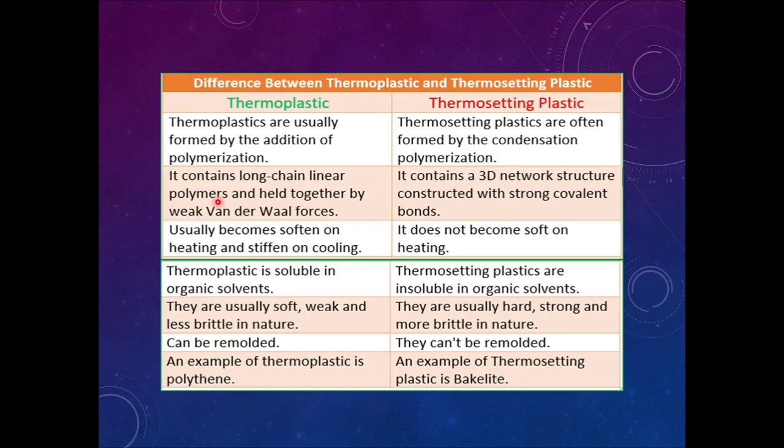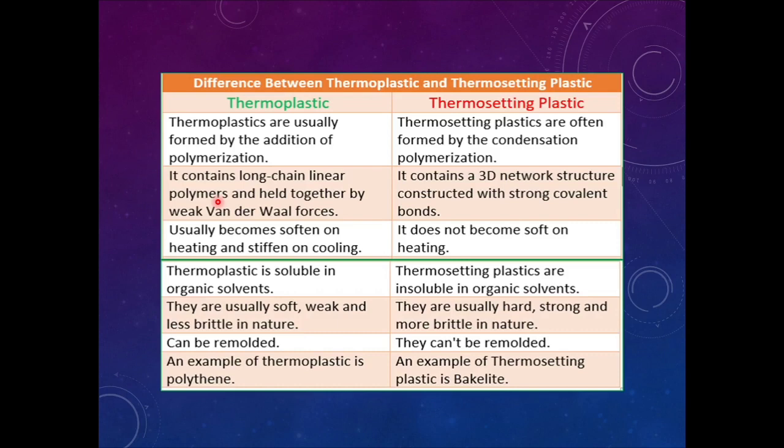Thermosetting plastics will have a three-dimensional network structure, and these network structures are formed using covalent bonds. And the third difference is, when you heat this, what happens? It becomes soft and it stiffens on cooling. But thermosetting plastic does not become soft on heating. You cannot remold the thermoset plastic. Thermoplastic is soluble in organic solvents, but thermosetting plastics are insoluble in organic solvents.